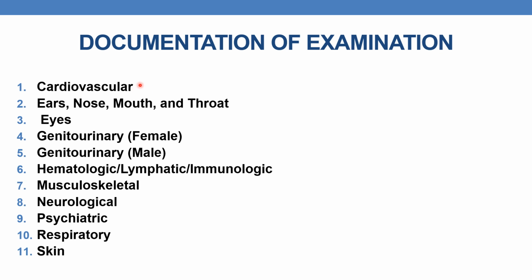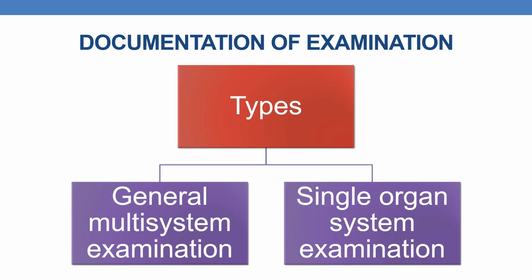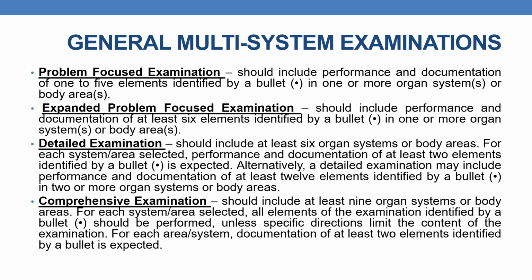So these are the organ systems and they need specific elements. Cardiovascular system has specific elements, ENT has specific elements, eyes have specific elements, based on which the type of examination is determined. The examination guidelines are divided into two types: general multi-system examination and single organ system examination. The general multi-system examination comes from the 1995 guidelines of E&M. So previously they used to do general multi-system examinations.